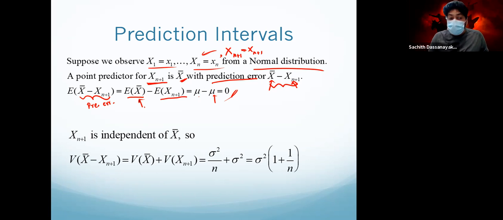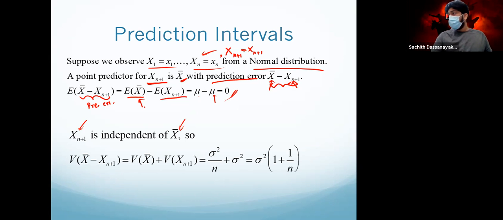I told you these two, x n plus 1 and x bar, are independent. Why are they independent? Because we are considering simple random samples. So one sample has nothing to do with the other one, so they are independent.